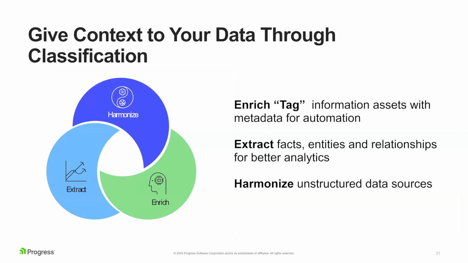So also, why would you use Semaphore? Well, to give context to your data through classification. Enrich tag information access for automation. So you can auto tag documents. Like you could have your authors drop your documents into SharePoint, and Semaphore can automatically tag it with maybe what the documents are about, or the type of document, or who wrote it, and things like that. You can extract out facts and entities and relationships for better analytics. We did that with the text mining tool, but there's other ways we do it that are even better. And then you can harmonize your unstructured data sources, which are great for business intelligence.